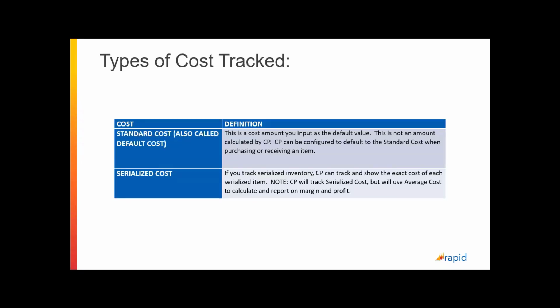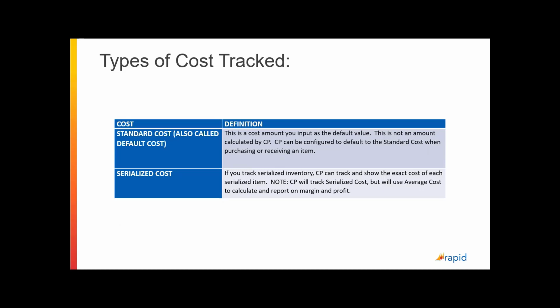A couple of other costs to define here. These you're not going to see quite as often. There is standard cost. It's also called default cost, depending on where you're looking at in Counterpoint. This is a cost amount you input as the default value, right? It's not an amount that's calculated by Counterpoint. It's similar in a way to your regular price, right? Going back to defining those item records, you have your price one, which is your retail price. You have your last cost, and then you have regular price, which we train you to think of as MSRP, right? You think of that as your expected price, your standard price, if you will.